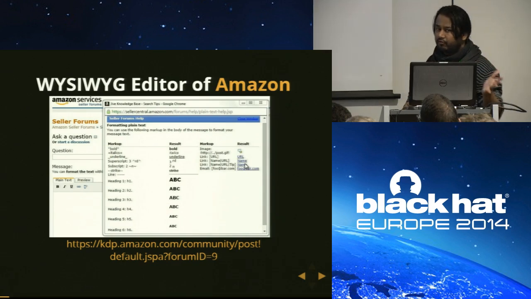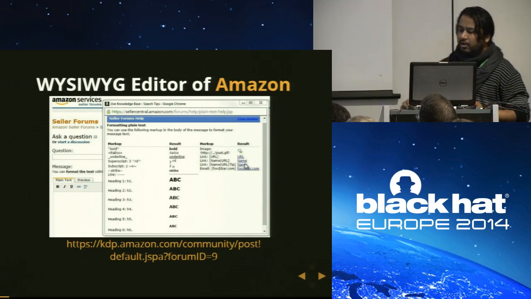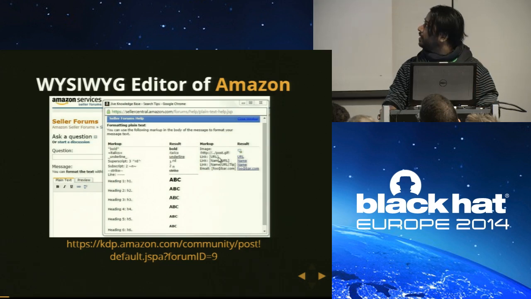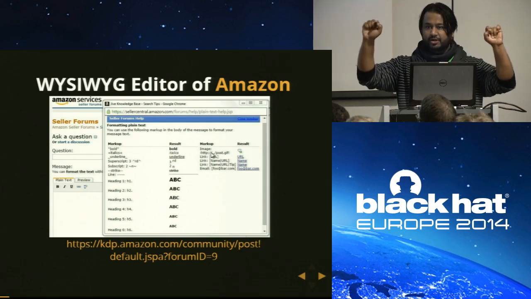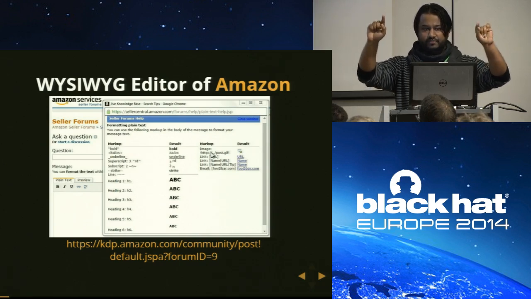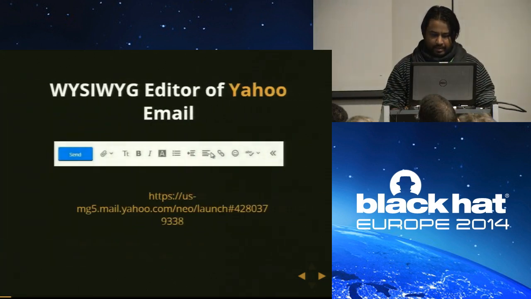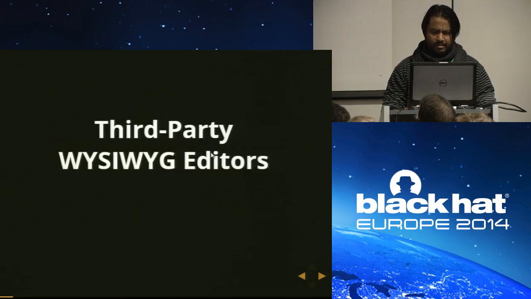This is the WYSIWYG editor that is right now in use on Amazon, on their Seller Central forum, and on their Kindle Direct Publishing forum. On these two forums, if you want to post an image, you have to mention the image URL in two exclamation marks. Then their WYSIWYG editor will consider, okay, if there are two exclamation marks, this is an image URL. This is the WYSIWYG editor of Yahoo Mail. So these are the top sites' WYSIWYG editors.